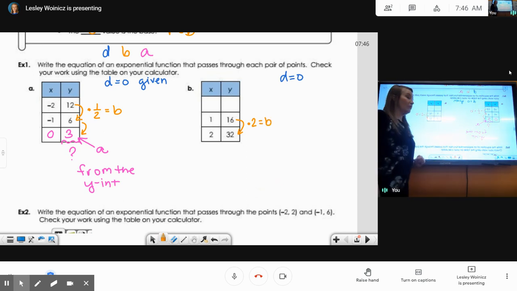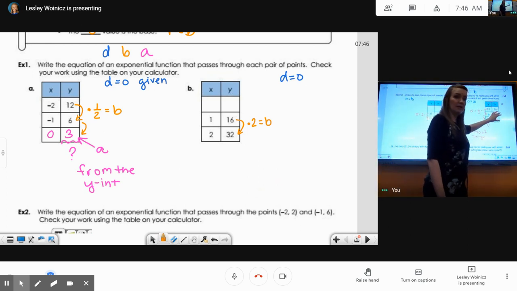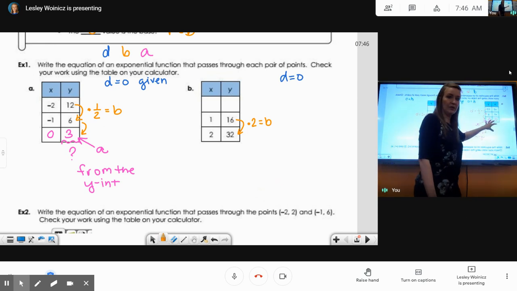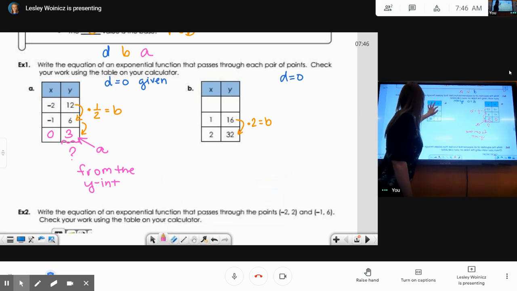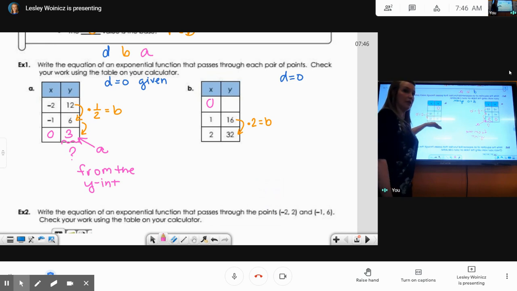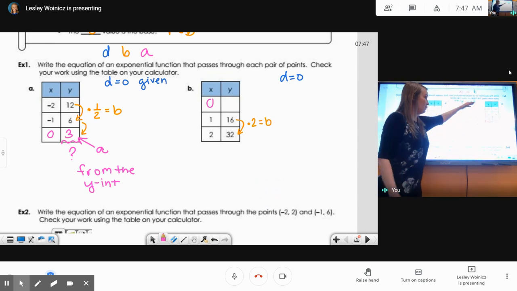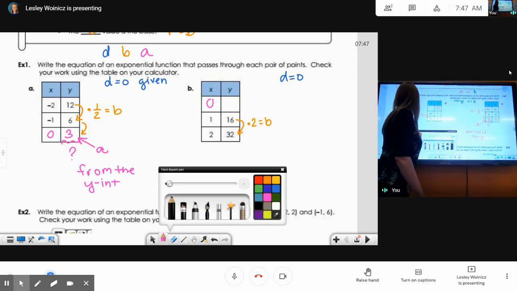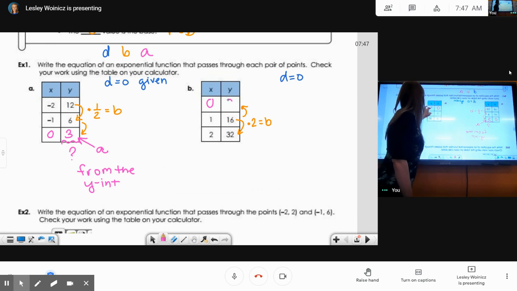Okay. Now, on this one, if I was going -2, -1, 0, the 0 would be at the bottom of my table because it goes in order. On this guy, notice that the 0, the y-intercept, is going to be at the top of the table because it has to go in order. 0, 1, 2, yada, yada, yada. Right? So this time, instead of working forwards with my b, I'm going to use my b to work backwards. So I have to do 1/2 of 16 to get 8. And 8 is my a.